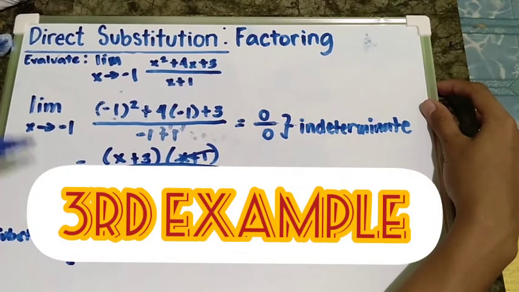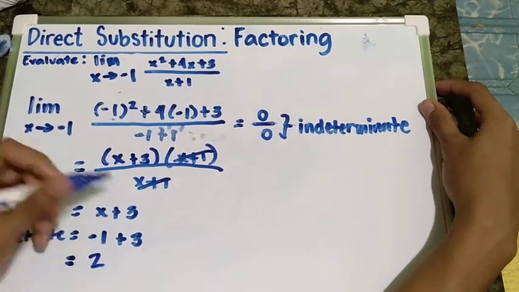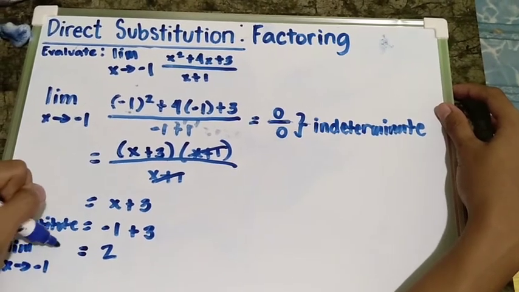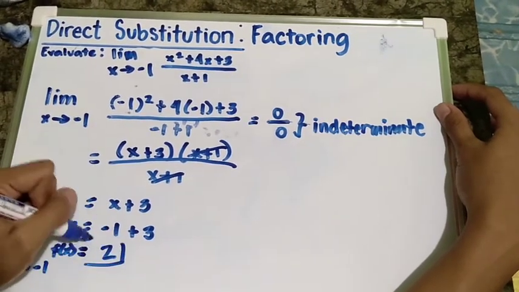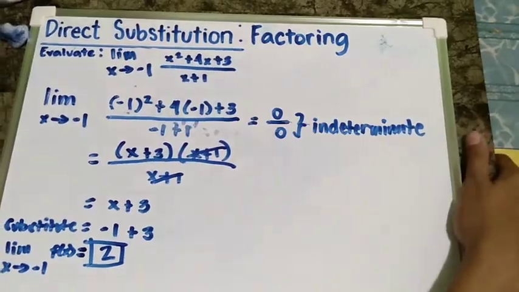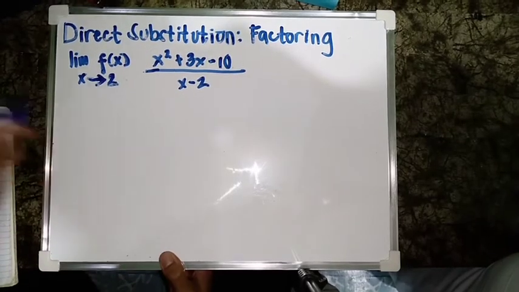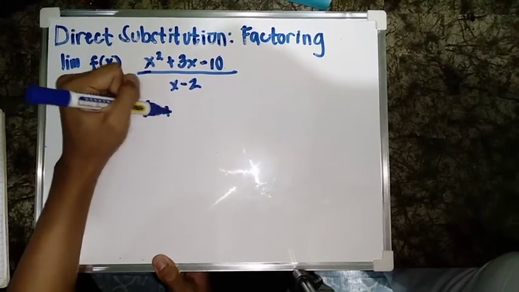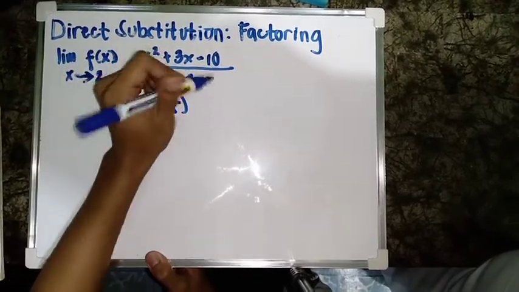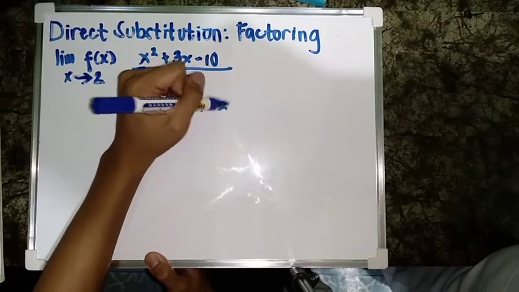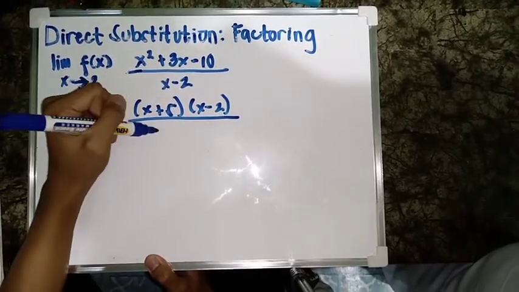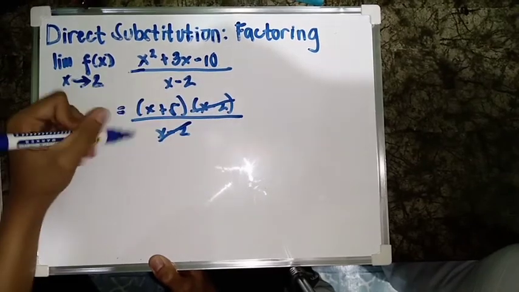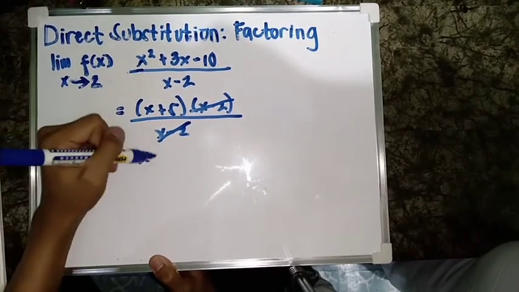Square root. So again, we'll apply factoring. We will simplify our numerator, x plus 5 times x minus 2 over x minus 2. Cancel the same value, then substitute the value of x, so 2 plus 5, then the limit of the function when x approaches 2 is equal to 7.